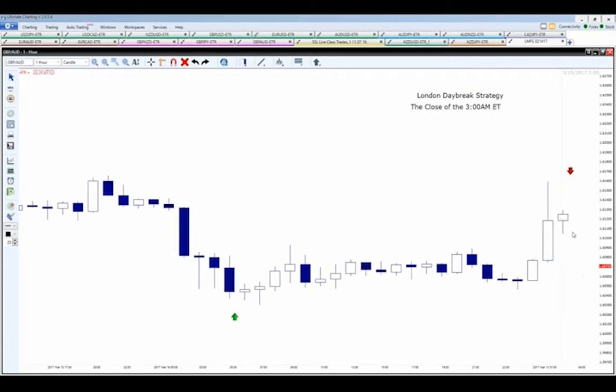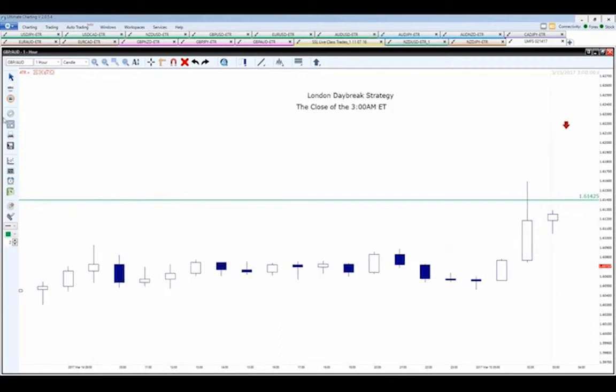There's the 3 o'clock a.m. Eastern Time candle. So here's the start of the strategy. We're going to set up 2 pending orders. One pending order is going to go 10 pips above this high. That's 6132, so we're going to set this at 6142. In fact, let me zoom in a little bit more on this one.